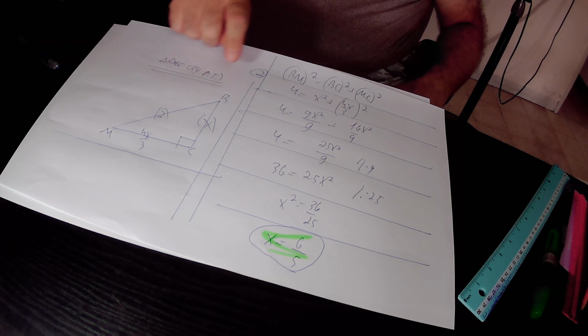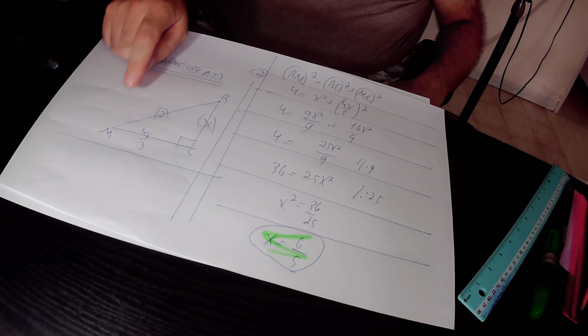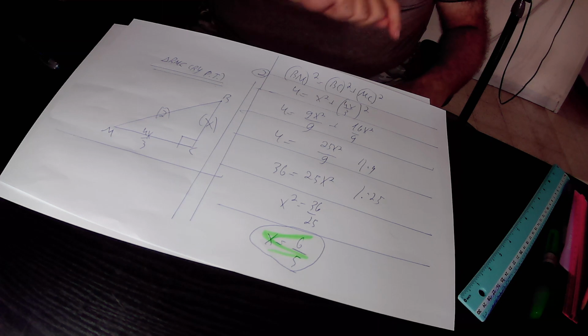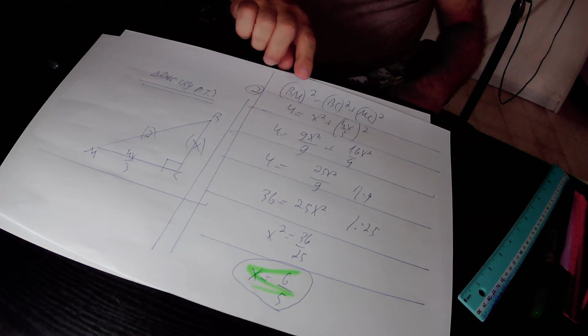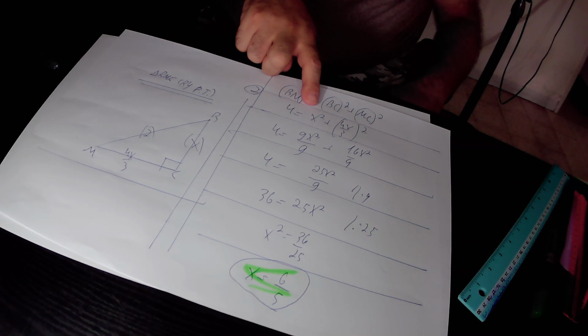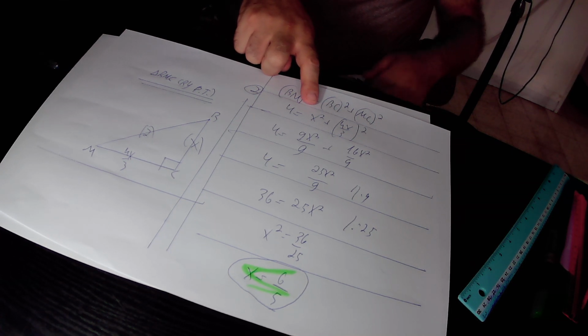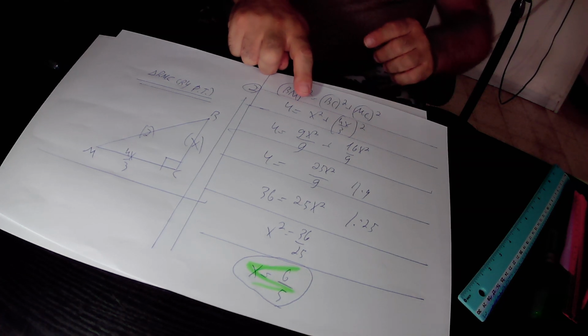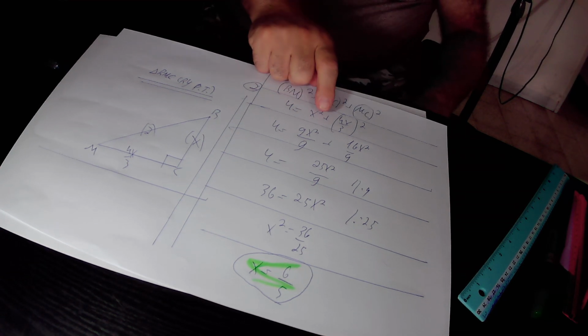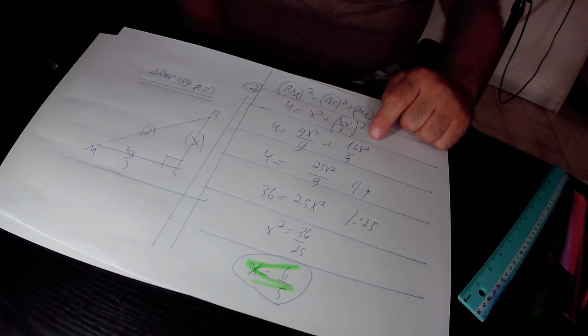BC is x, therefore BC squared is x squared, plus MC squared. MC is 4x over 3, therefore MC squared is (4x over 3) squared. So 4 equals... here we multiplied x squared by 9 and then divided by 9 in order to have a common denominator with this expression. So it is 9x squared over 9, that of course equals x squared. So (4x over 3) squared is 16x squared over 9.